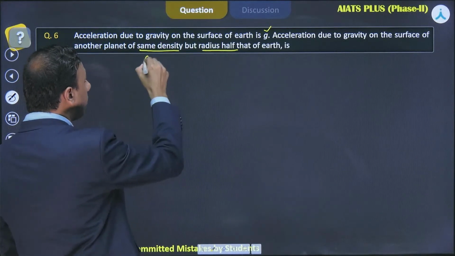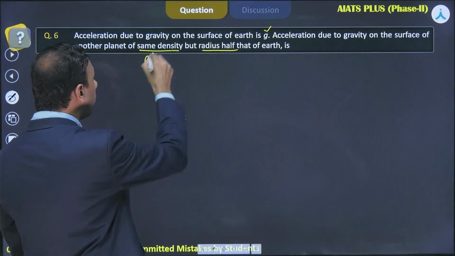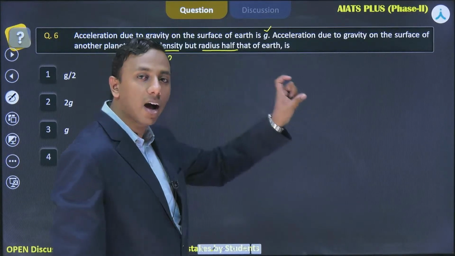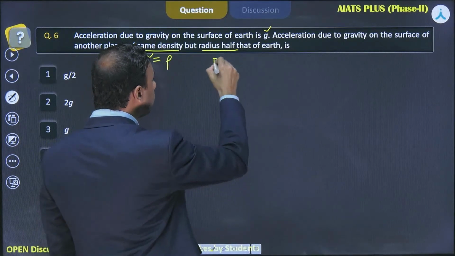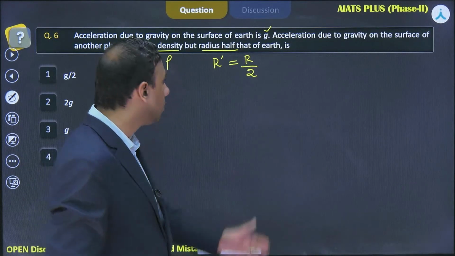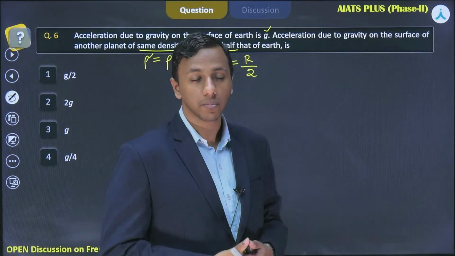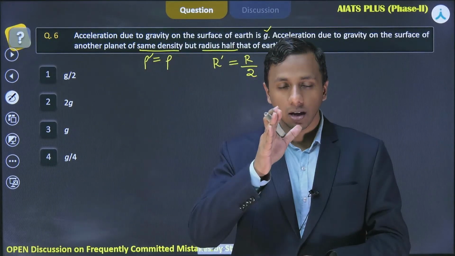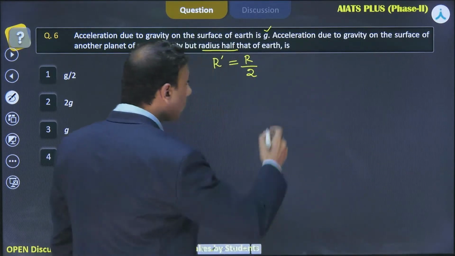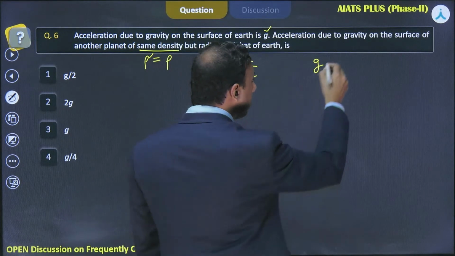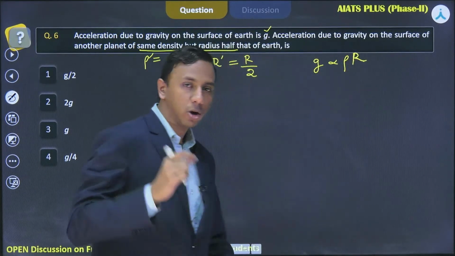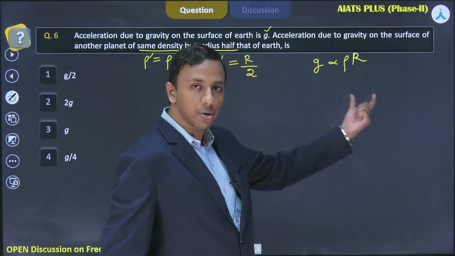So same density, meaning the density of the planet, let's say rho dash, is equal to density of Earth, but the radius of the planet is half, right? So radius of the planet, let's say r dash, what is it? Half that of Earth, okay? Half of Earth. And what was the relation that we had derived? If you remember, how does g, acceleration due to gravity, depend on density and radius? We had derived this one, right? g is proportional to rho into R. Okay, so whenever they talk about density, you can use this expression, rho into R.